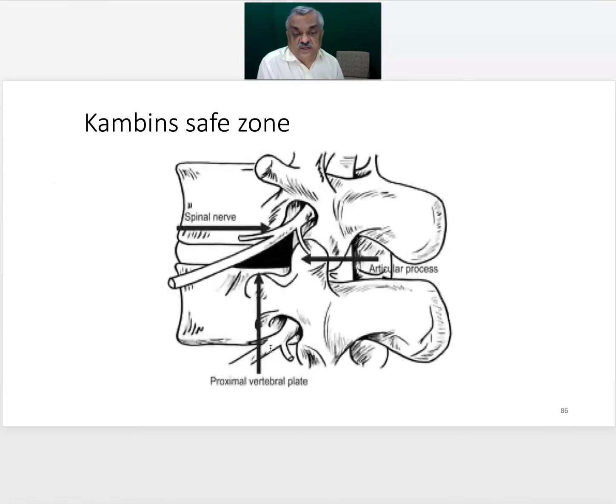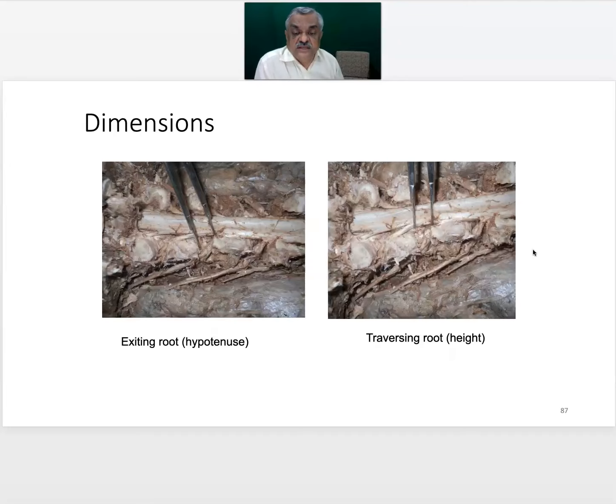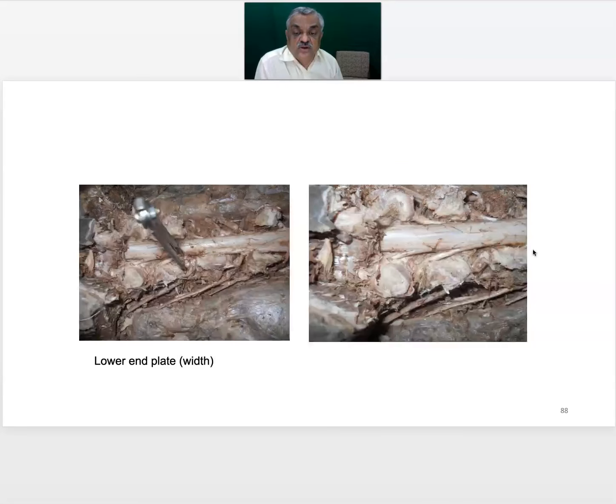Now, Campbell's triangle we already talked about, so please remember that we are talking about the upper zone, that is everything lying behind the body, and the width was measured here. The width in the lower foramen is of course very small, because this is between the SAP and the body, and here the superior notch is always wider, being the circular part of the keyhole. Now here the exiting root, that is the hypotenuse, is measured, and the height of the triangle, that is the traversing root, is measured, and here the lower end plate width, that is the base of the triangle, is measured.